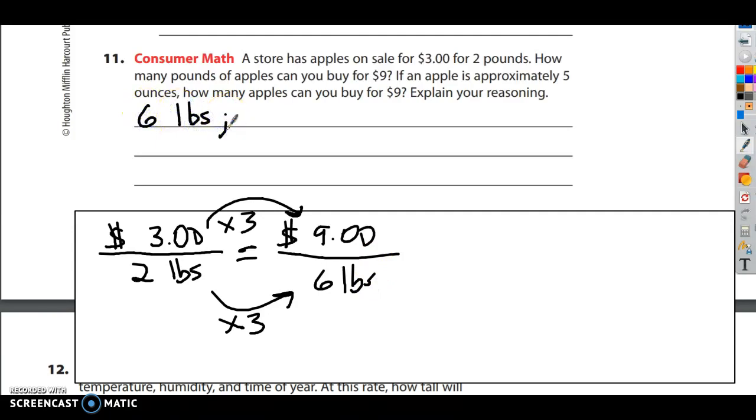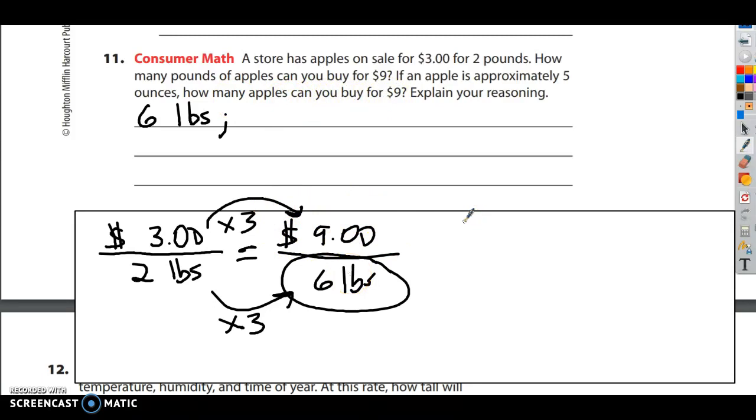And I'm going to put a semicolon because there's a second question. If an apple is approximately 5 ounces, how many apples can you buy for $9? So what we're saying here is we know how many pounds we can get, 6 pounds. This question doesn't ask how many pounds, it says how many apples. So check this out. We got 6 pounds of apples. We know that. It says right here, how many apples can you buy for $9? For $9, we get 6 pounds of apples.